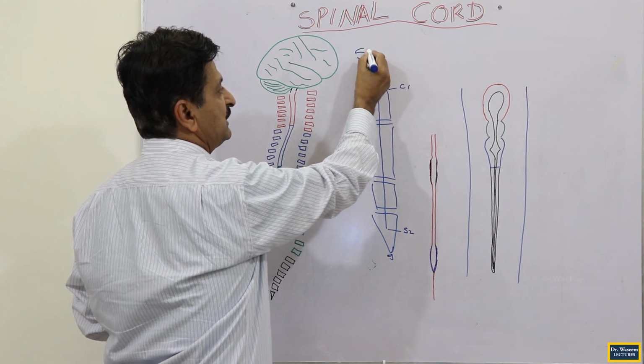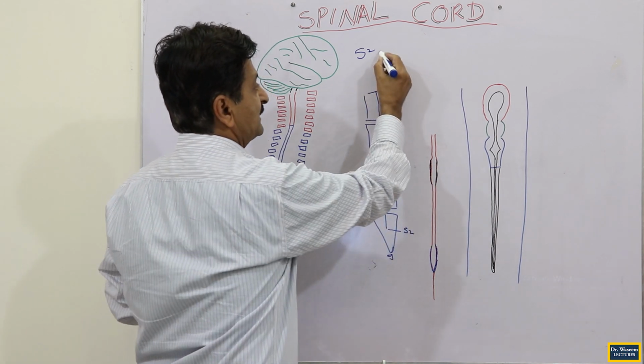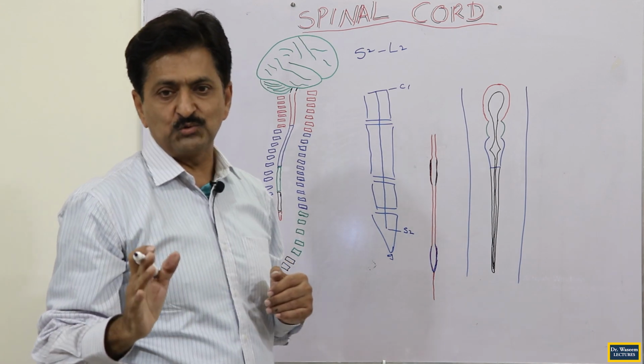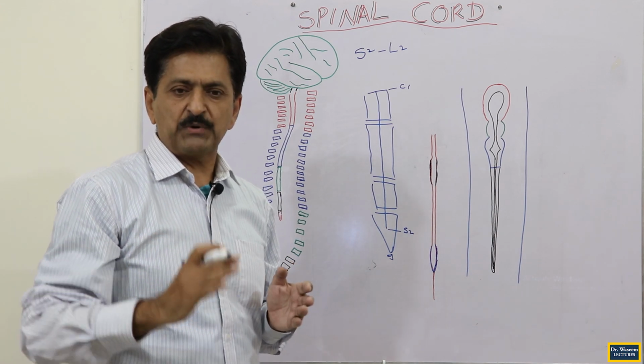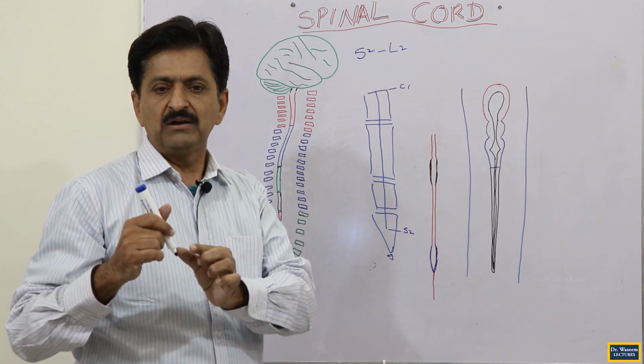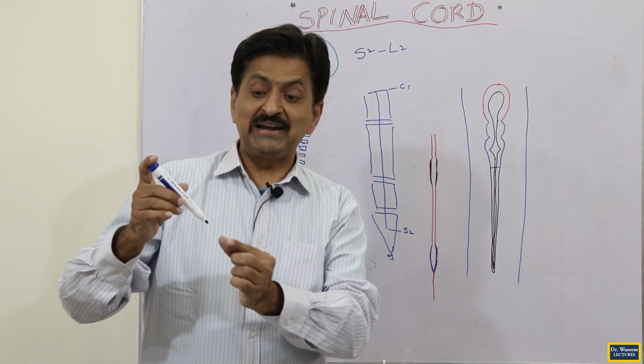One is the S2 level, the initial level during embryonic development. Another is the L2 level, the lower border of L2, or you can say the upper border of L3. This is the level when the baby is born, and this is the level of the spinal cord in the vertebral column. But this will not be the end.